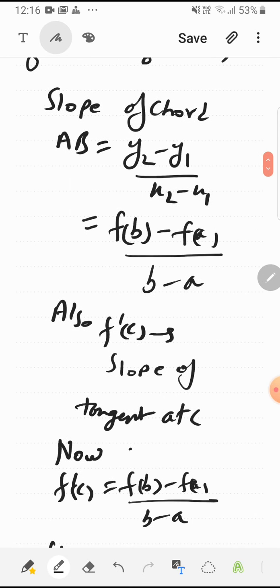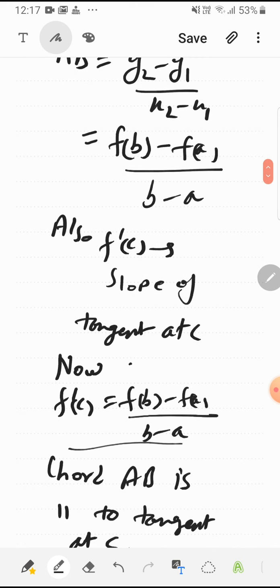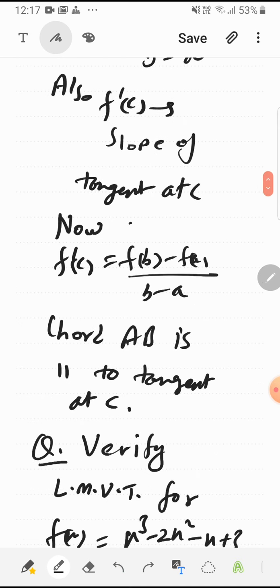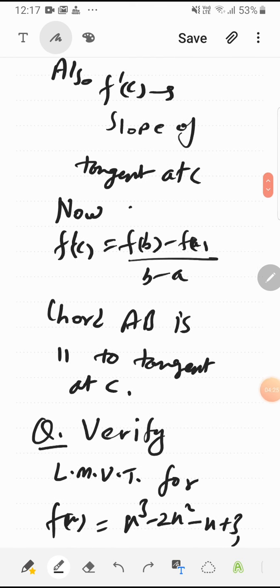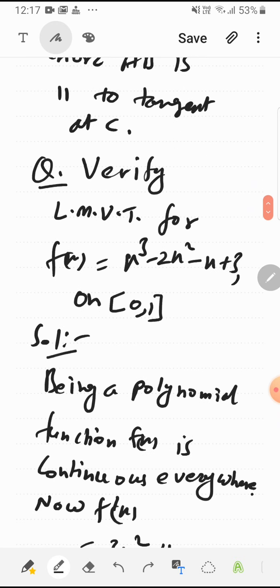Now what does f dash c represent? It represents the slope of the tangent at C. Now from this statement, what do we mean? We mean that the slope of the tangent at C is equal to the slope of the chord AB. So sometimes a question can be asked like this, we will discuss it later on. So now let us consider one problem.